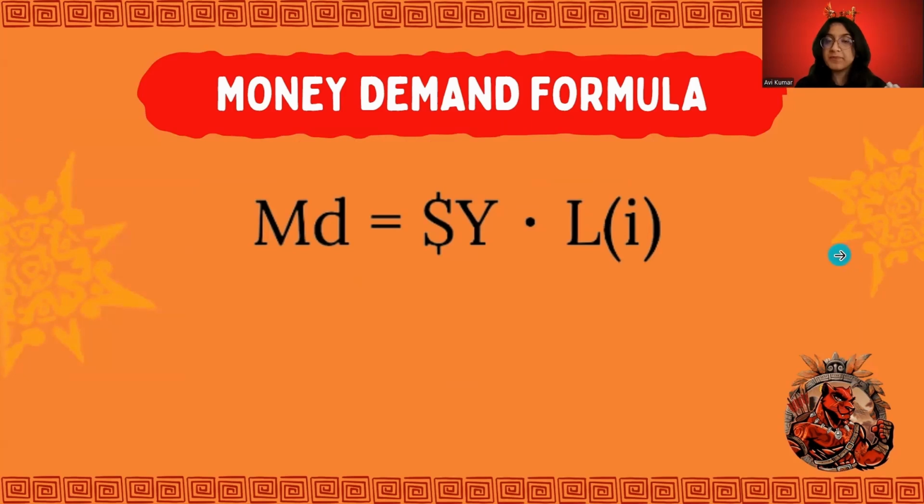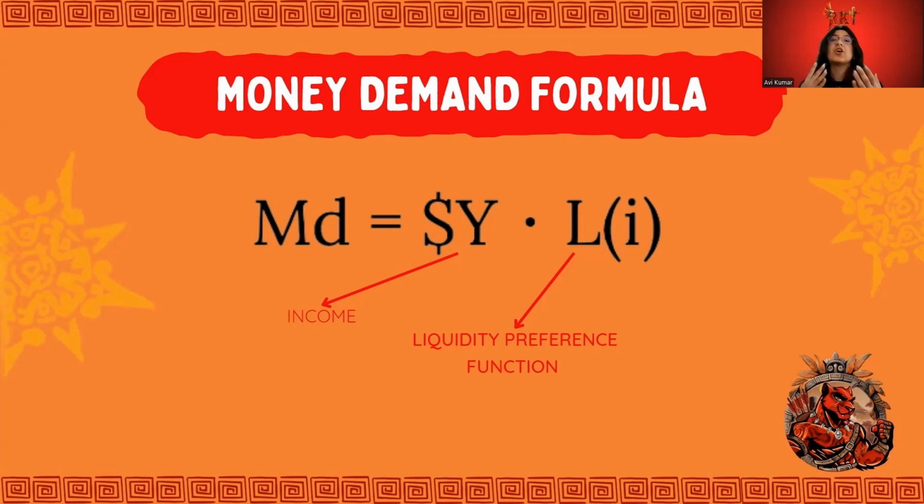Now, this is the money demand formula. MD stands for money demand. And then we have Y for income. The dollar sign means that we're talking about nominal income. Then L, we have the liquidity preference function, which is the function that essentially talks about the preference in liquidity, which means do we prefer having more money or do we prefer having more bonds? And then the i is the nominal interest rate.